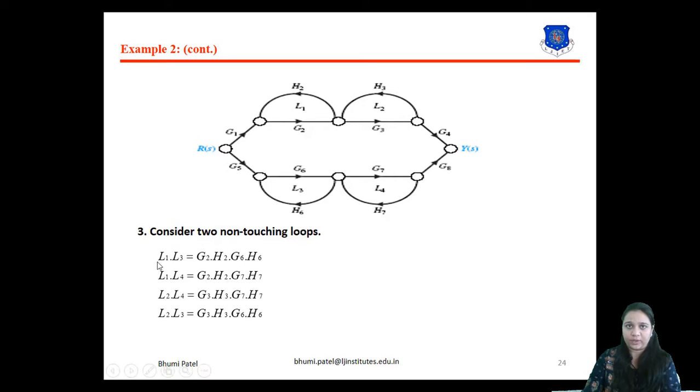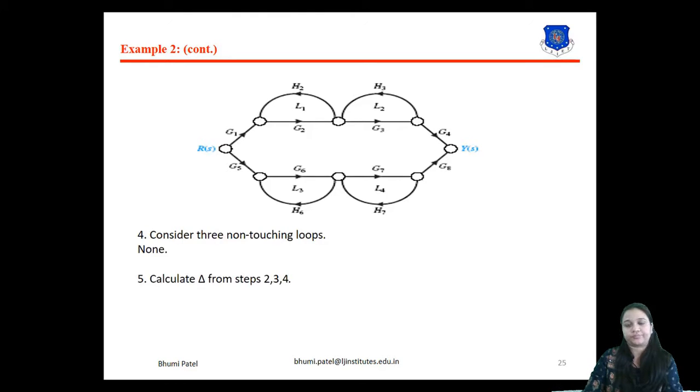Two non-touching loops: L1 and L3. You can see that the nodes of L1 and L3 are non-touching. So the first is L1 L3, equal to G2 H2 G6 H6. The second one is L1 L4, equal to G2 H2 G7 H7. The third one is L2 L3, meaning G3 H3 G6 H6, and the fourth one is L2 L4, equal to G3 H3 G7 H7. So there are four two non-touching loops.